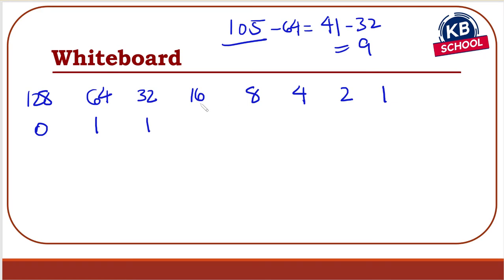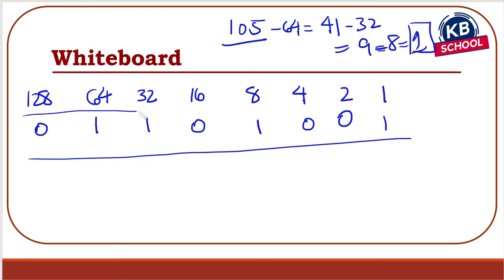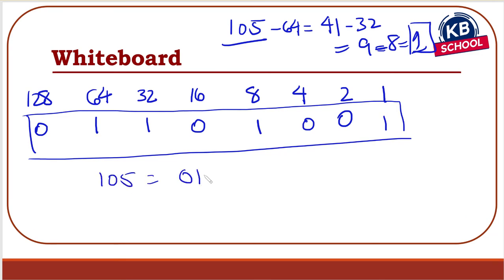9, if I use 16, it would be over 9, so I'll put a 0 over here. I can use an 8. If I use an 8, the number that's left is 1, and I have a 1 over here, so the rest of them can be 0. So this represents 105 in binary. I would write 105 equates to 0110 1001.